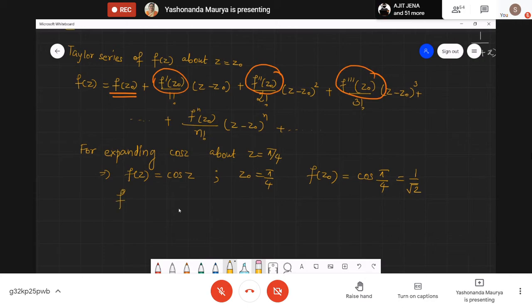Okay, now we want f dash of z0. So first, in the derivatives, it will be minus sine z. Okay, now f dash at pi by 4, at z0. So this will be minus sine pi by 4. So this will be minus 1 by square root 2.